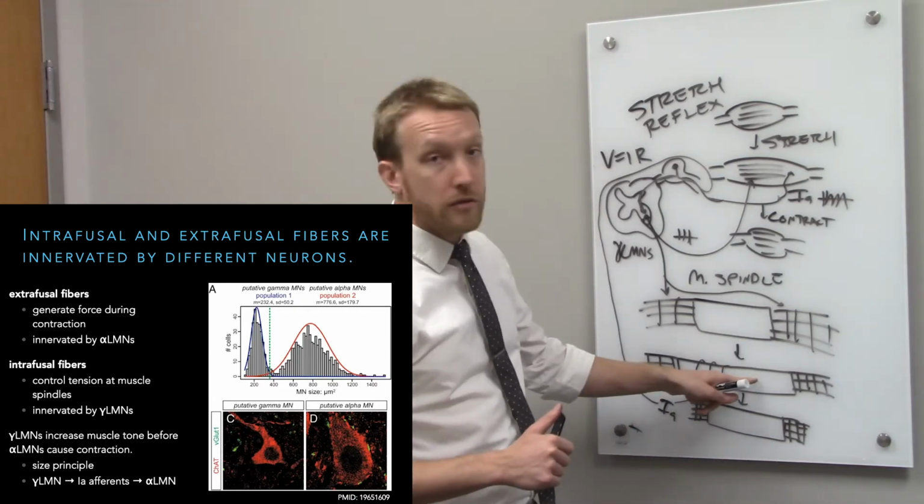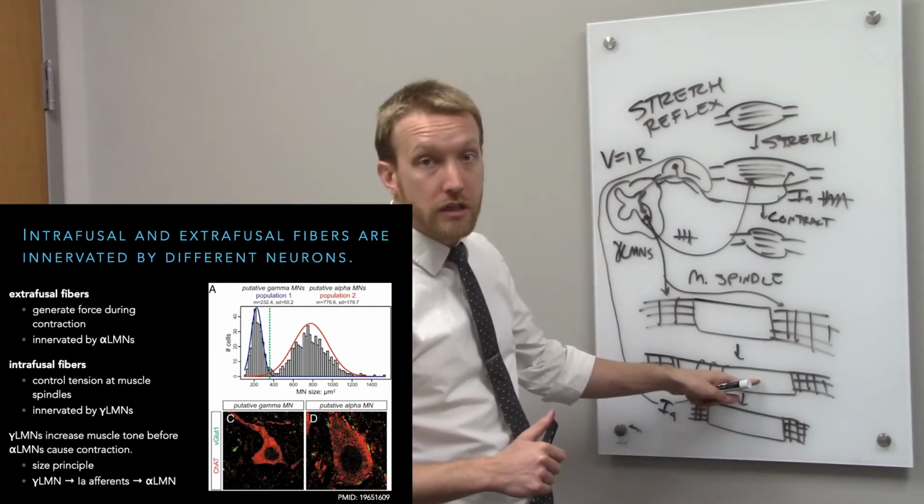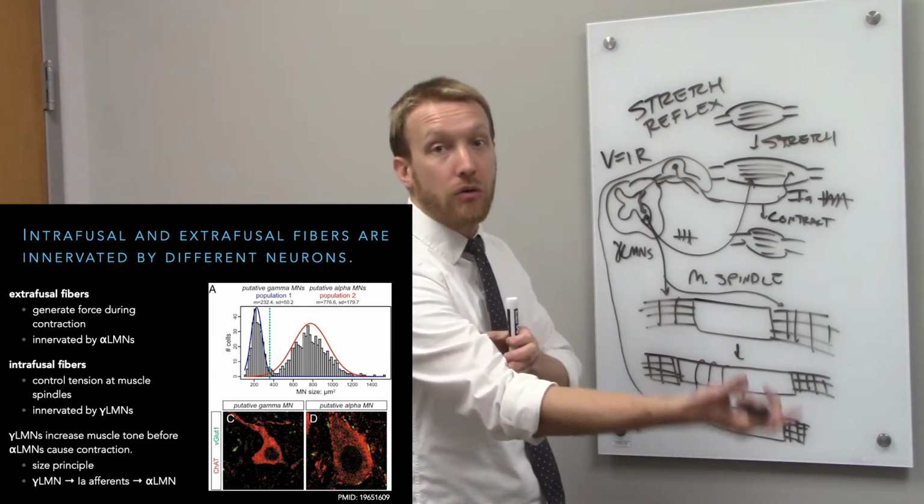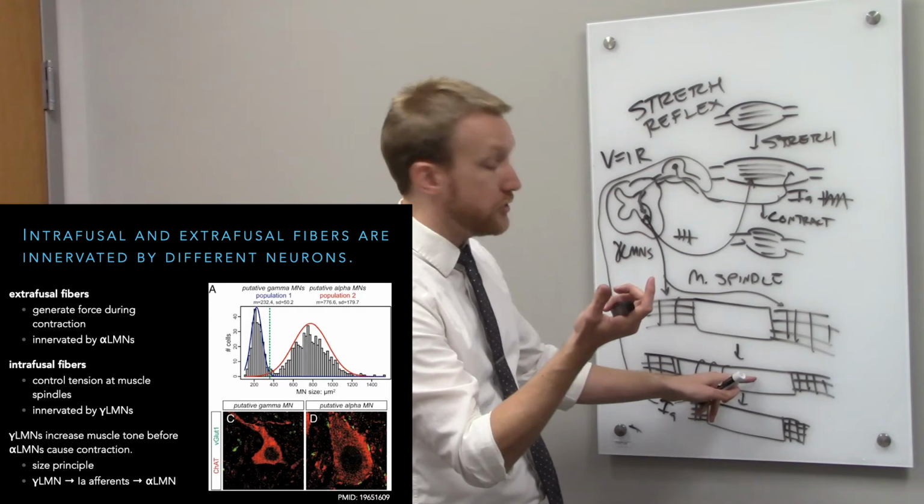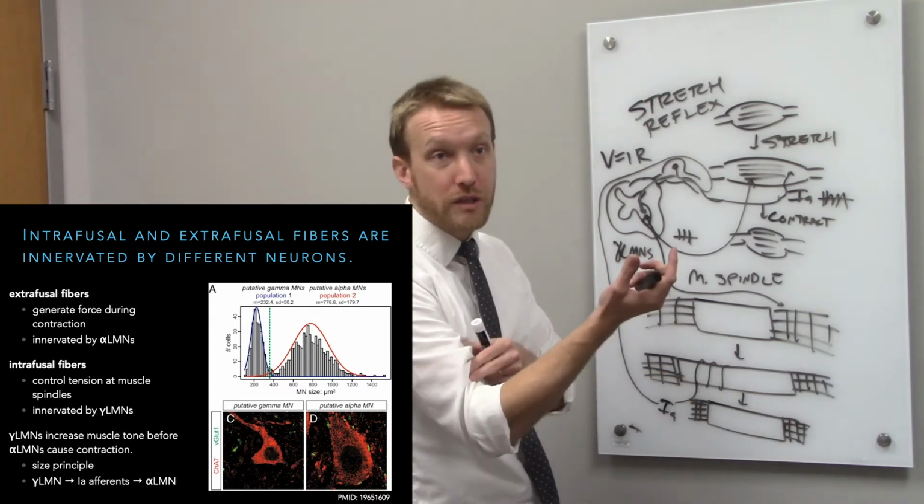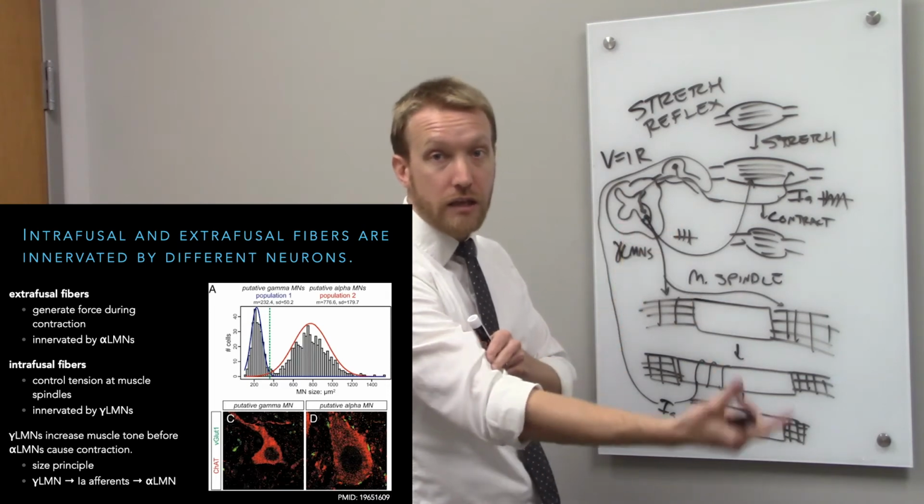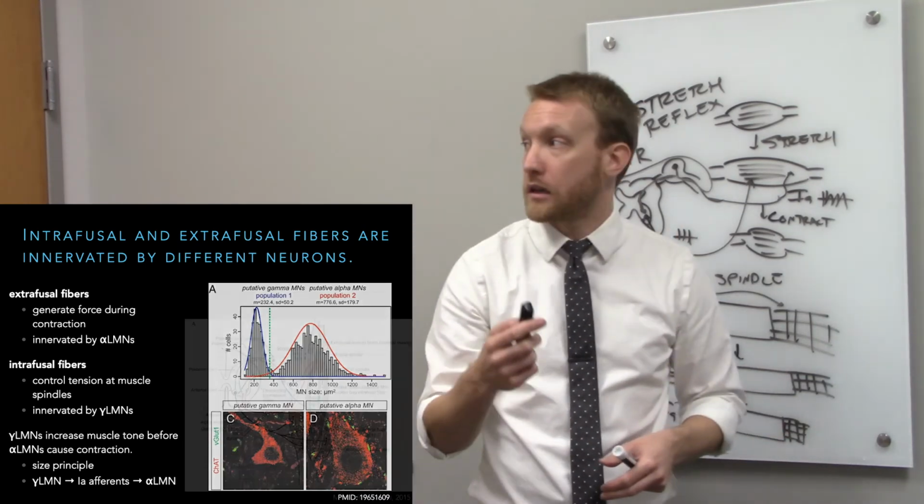This way we can trick our spindle into making it think that the muscle is longer than it should be, and that's going to allow contraction to occur. If we didn't do that, when we contracted, we'd unload our spindle and we'd stimulate a stretch reflex that would cancel out that contraction.